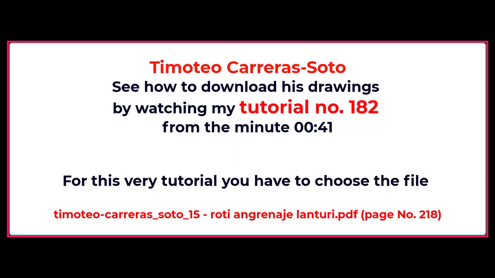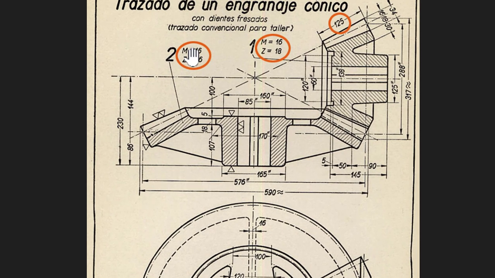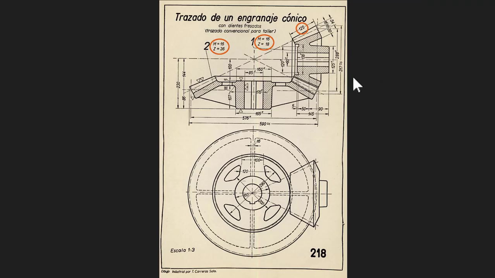This part is taken from Timoteo Carrera Soto drawings, and you can download it by watching the tutorial number 182. We start modeling by using this data, as I said. Module is 16, of course, for both wheels. The number of teeth is 36 for this one, 18 for this one. And we need to know this dimension. The rest of the data will be used after we create the generic parts.